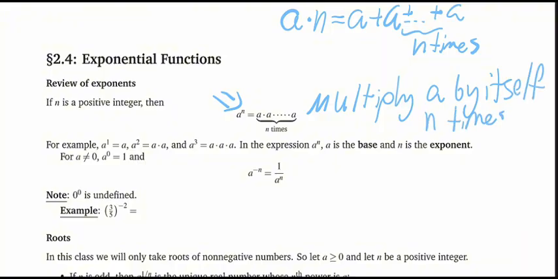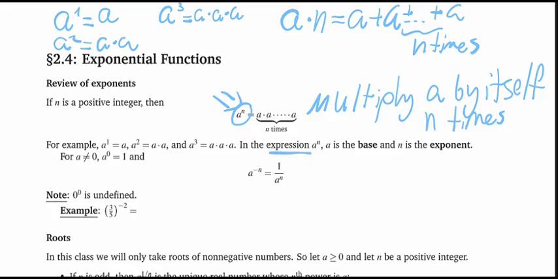That's what we mean. This is read a to the power of n. So for example, a to the power of 1 is just a, because you're multiplying by itself only once. A squared is going to be a times a. A to the power of 3, or a cubed, is going to be a times a times a, and so forth. Now, in this expression, a is called the base, and n is called the exponent. The power is called the exponent. So base to the power of exponent.